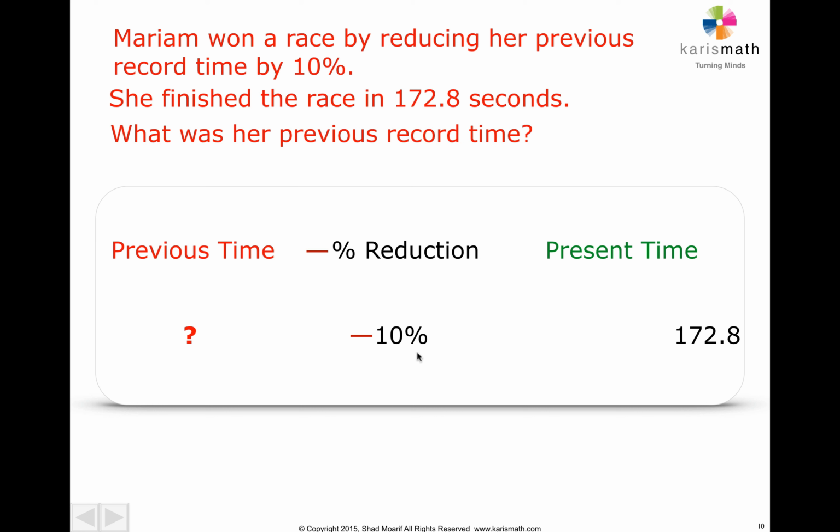Since it was reduced by 10%, it should be 90% of the previous time, not all 100%. So 90% of the previous time, which we do not know, equals 172.8. So that's 0.9 times this equals this. Divide this by 0.9 and we have the answer: 192 seconds. That was the previous time.